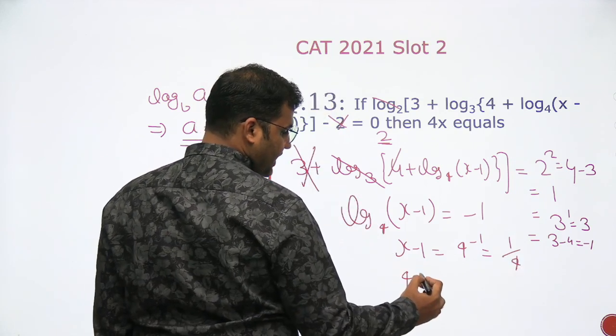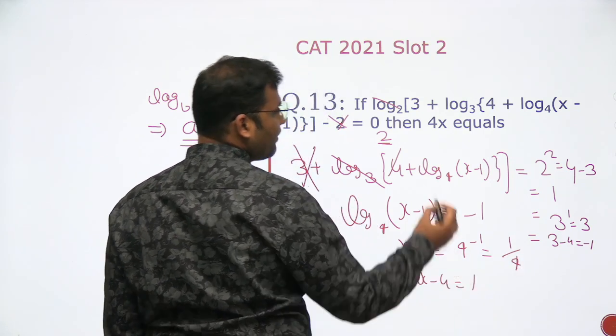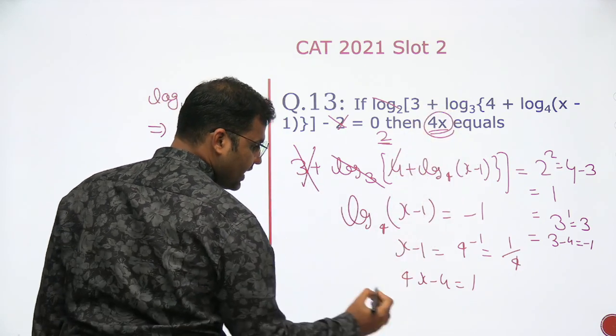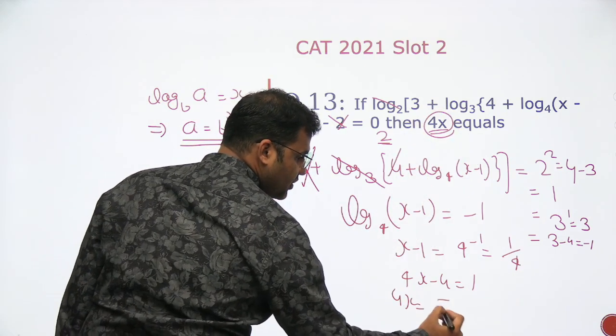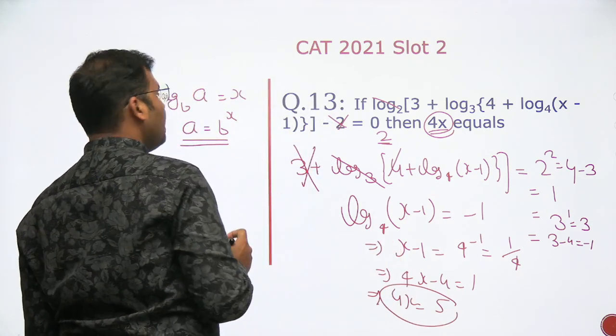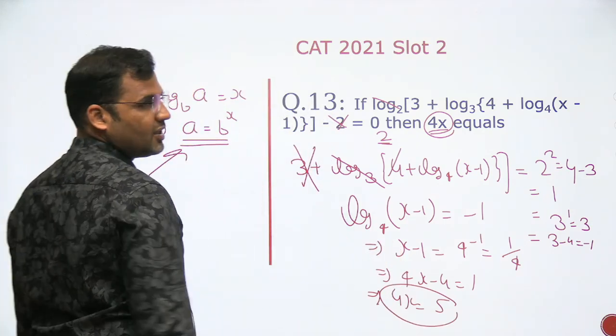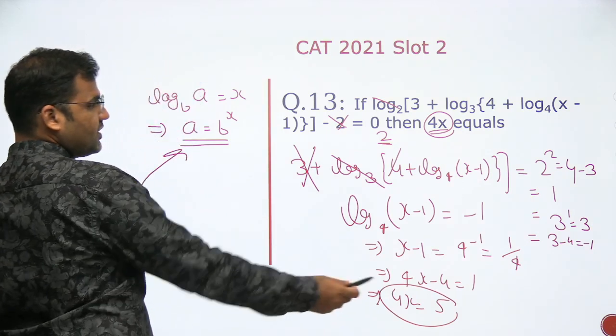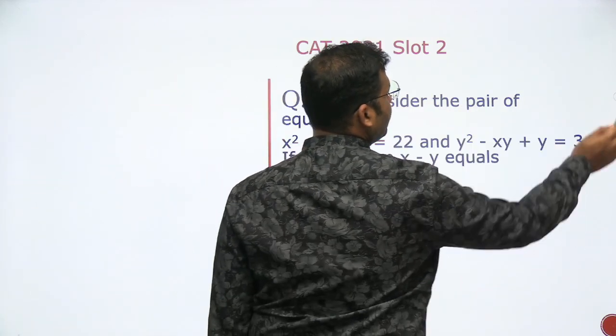On the right hand side, 4x minus 4 is equal to 1, and what we are supposed to find out is the value of 4x. So 4x will be 4 plus 1. That means it will be equal to 5. Only if you know this rule of logarithm, you'll be able to answer this question. 4x is equal to 5. That's the correct answer of the question, right?